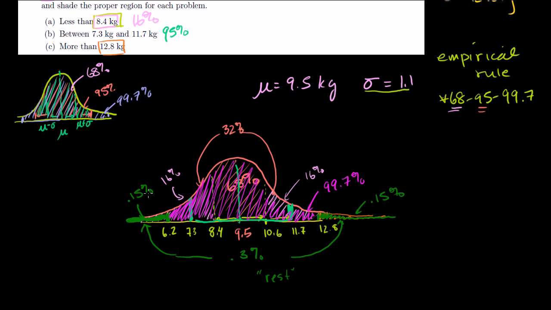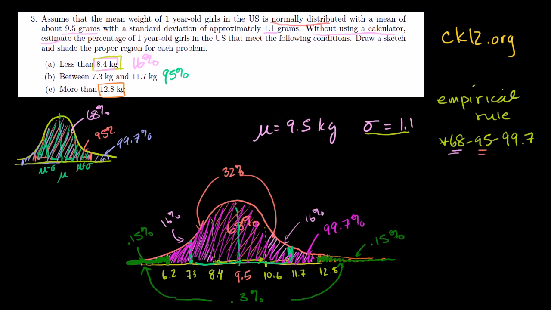and this right here is going to be 0.15%. So the probability of having a 1-year-old baby girl in the US that is more than 12.8 kilograms, if you assume a perfect normal distribution, is the area under this curve, the area that is more than 3 standard deviations above the mean, and that is 0.15%. So 0.15%. Anyway, hope you found that useful.